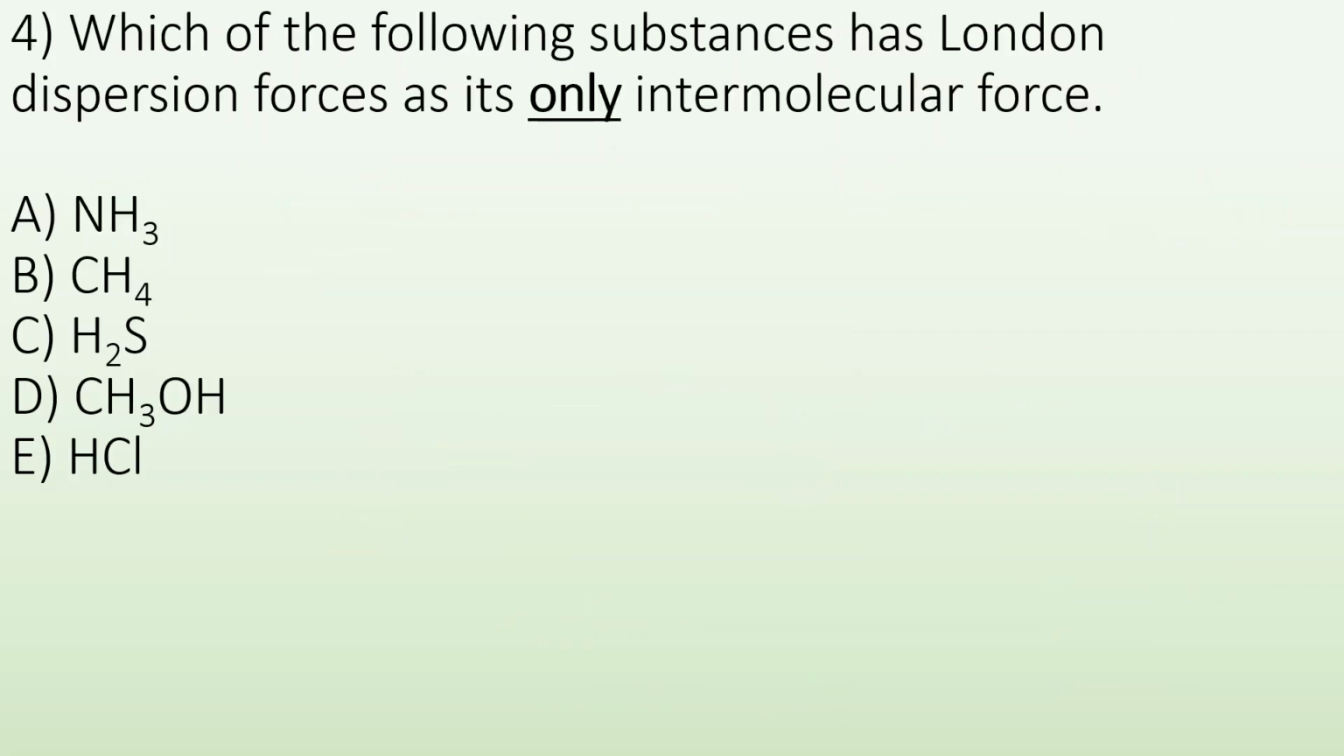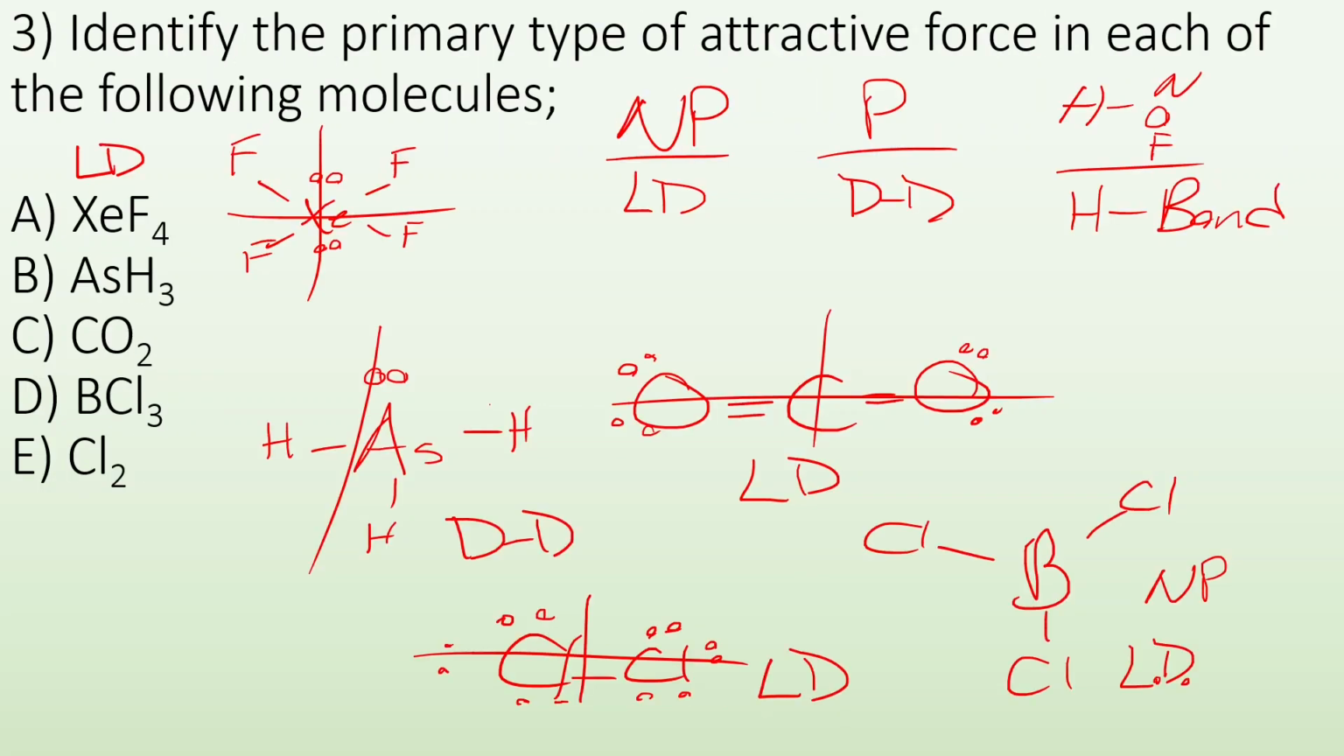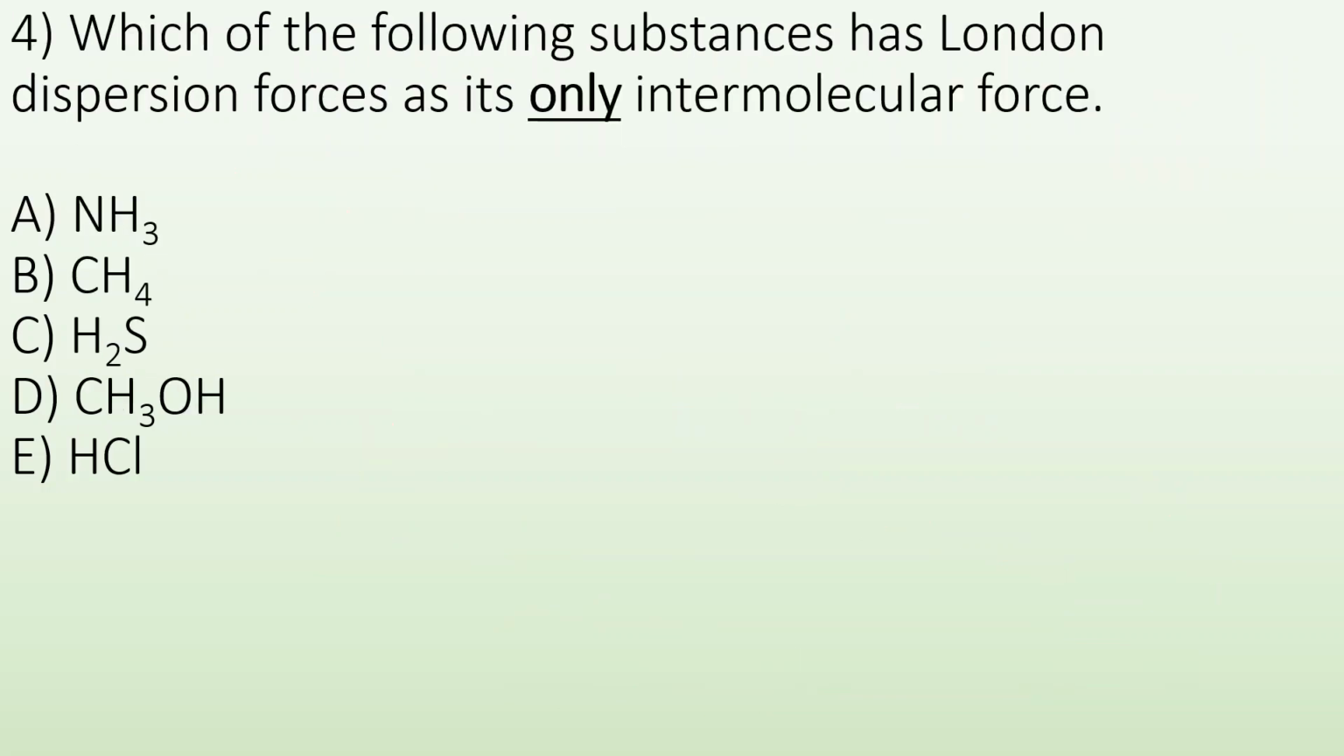All right, 5. Well, what happened there? Oh, so that was 3. Yeah, okay, sorry, 4. 4 comes after 3. Which of the following substances has London dispersion forces as its only intermolecular force? So remember, all things have dispersion forces, but only nonpolar molecules have only dispersion forces. So if I look at NH3 and I draw that out, it's going to look like this with a lone pair on there. NH3 is going to have hydrogen bonding, right?